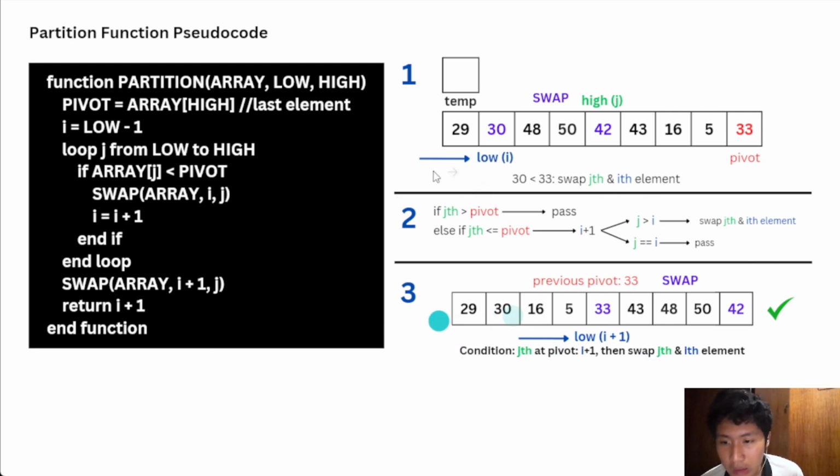So looking at the illustration 3 here, since 33 was a pivot and it was swapped to 42, the one being returned here, since return I plus 1, we do know that I plus 1 is here. The one being returned here is 33. So basically, you're just returning the pivot value in the partition.